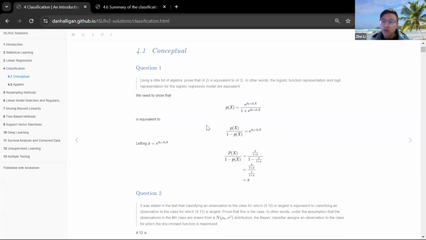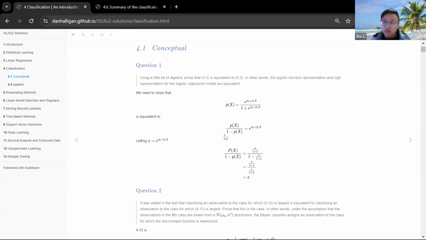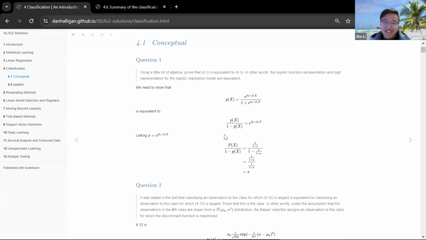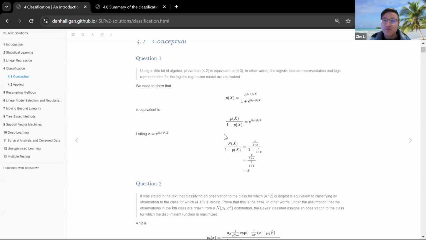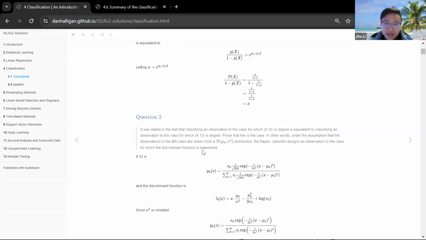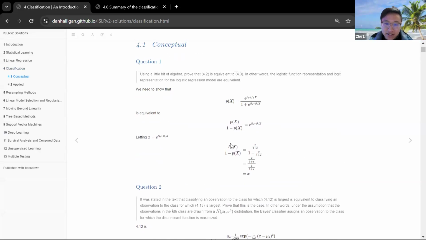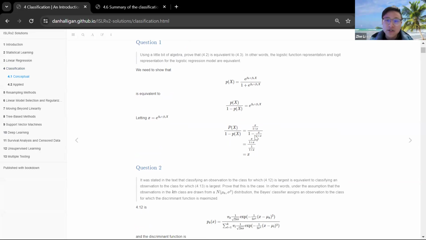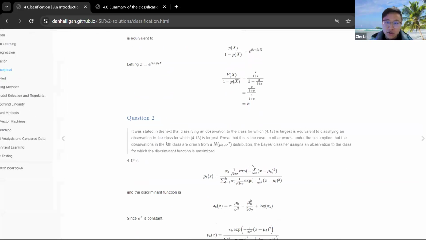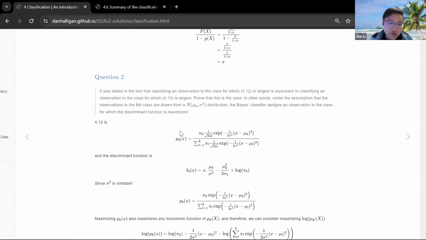From the algebra side, there's a bit of algebra. If you find this difficult, please feel free to come out. I'm not good at explaining it clearly, so let's just skip through it. I found that it involves a bit of fractions and logarithms. That's the gist of it.